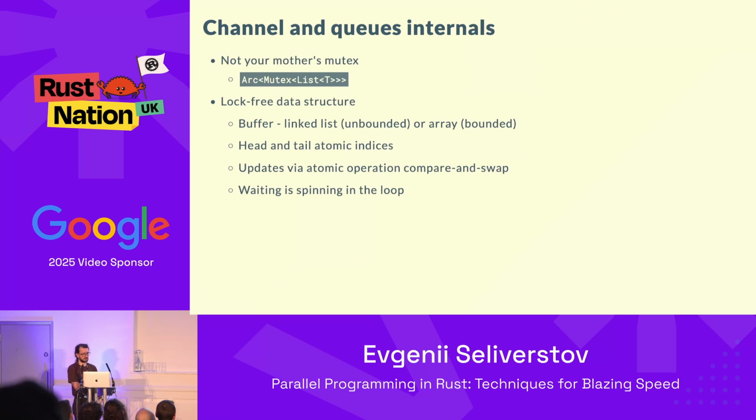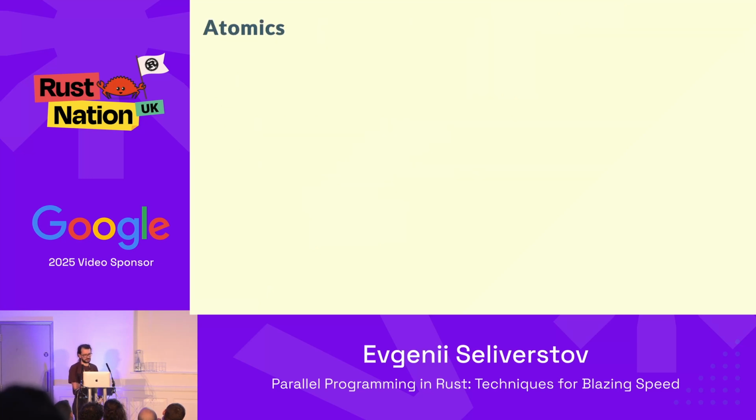And yeah, it's not a simple mutex inside, because otherwise it would be insanely slow. It's a lock-free data structure. So it means we have a buffer with pre-allocated data slots, and we have atomic indices pointing to head and tail. So all we do is just move the head, move the tail, and to do it, we need to use atomics. So what is atomic?